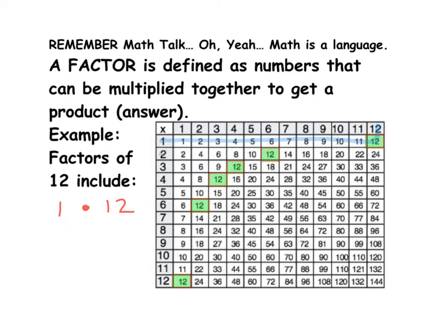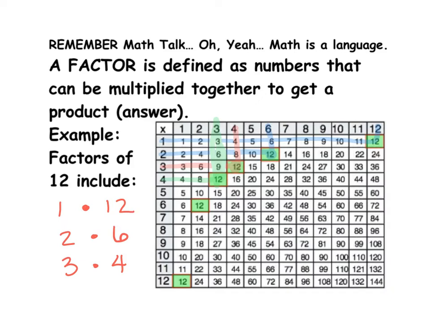Looking across the next number, the 2, I find 12 and look straight up, and I can see that 2 times 6 are also factors of 12. I can multiply those numbers together to equal 12. Looking across my next number, 3, I find the 12 and look straight up and see that 3 times 4 is also 12. So they're both factors of 12. When I look at my multiplication chart across the 3, I can see that 4 times 3 is 12.